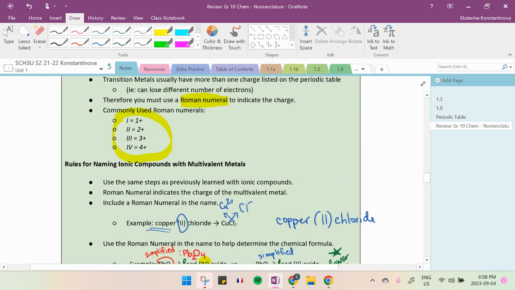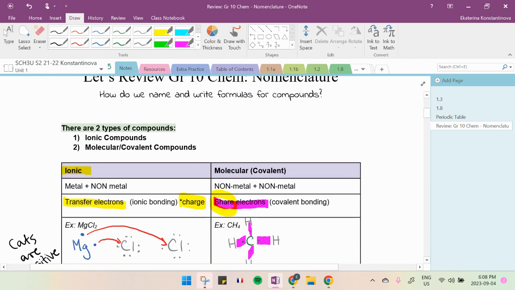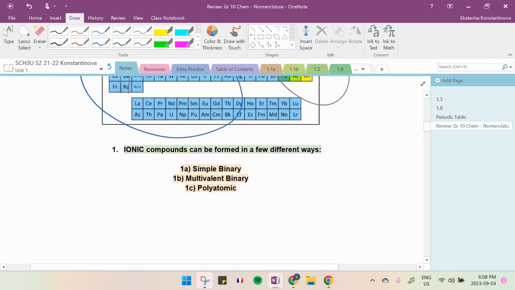Remember, at the very beginning of this review, we talked about 2 different types of compounds. We talked about ionic and we talked about molecular. So far, we've covered ionic. There are 3 types, A, B, and C: simple binary, multivalent, and polyatomic. Now we're going to talk quickly about molecular naming.